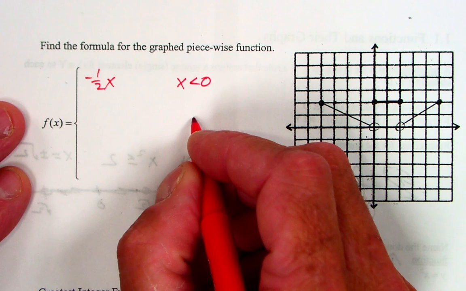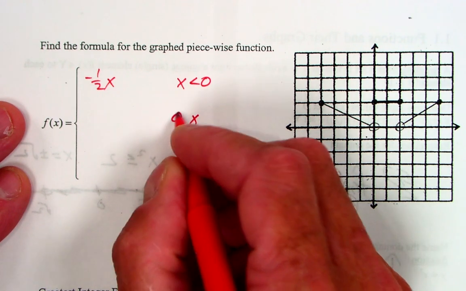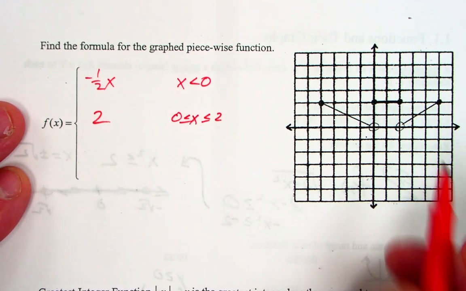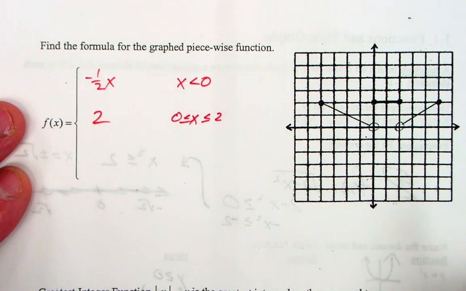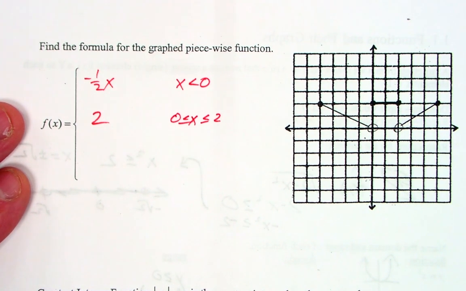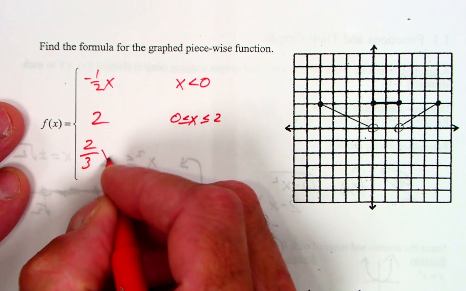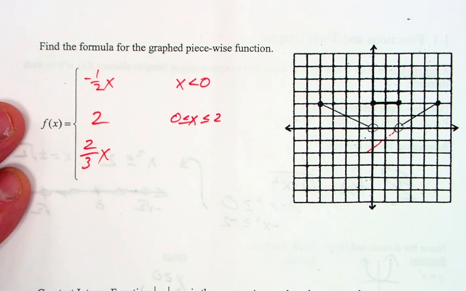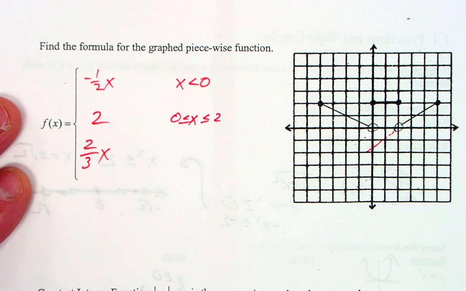From 0 to 2, obviously 2, and then this one here, ooh, now we're going to have to use some maths here. 2/3, up 2 over 3x, and then this one, if we go back, we notice my y-intercept isn't going to quite land on a good point, so we're going to have to do some math.